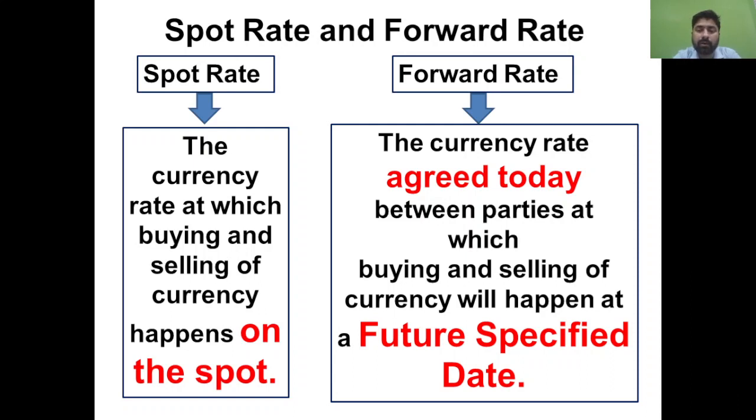There are a lot of factors which are playing in the market, like supply and demand, interest rate factors, your inflation factors. So the forward rate, the future rates could be anything, right? It can be significantly more than what you are expecting after 3 months, right? So all those risks are there. So you need to have a sound understanding of what could be the right forward rate in the future. So basically, this is the currency rate agreed today between parties at which buying and selling of currencies will happen at a future specified date.